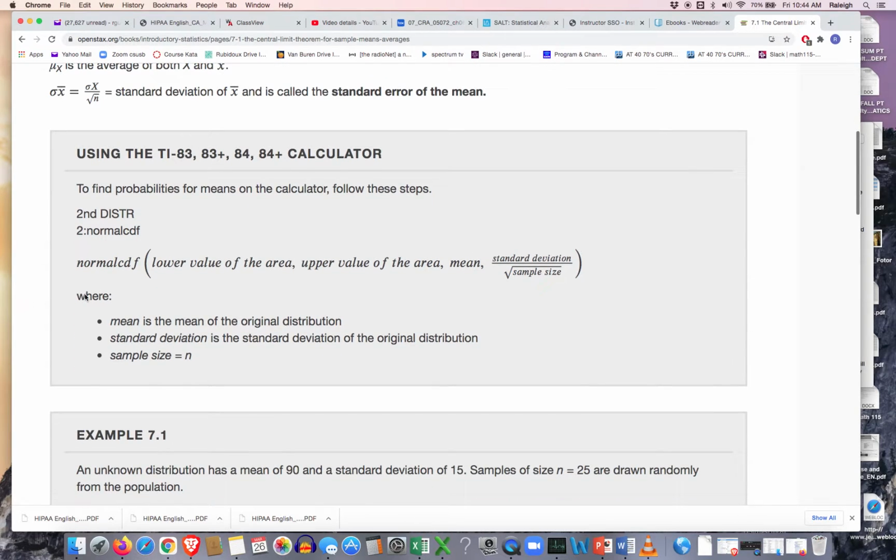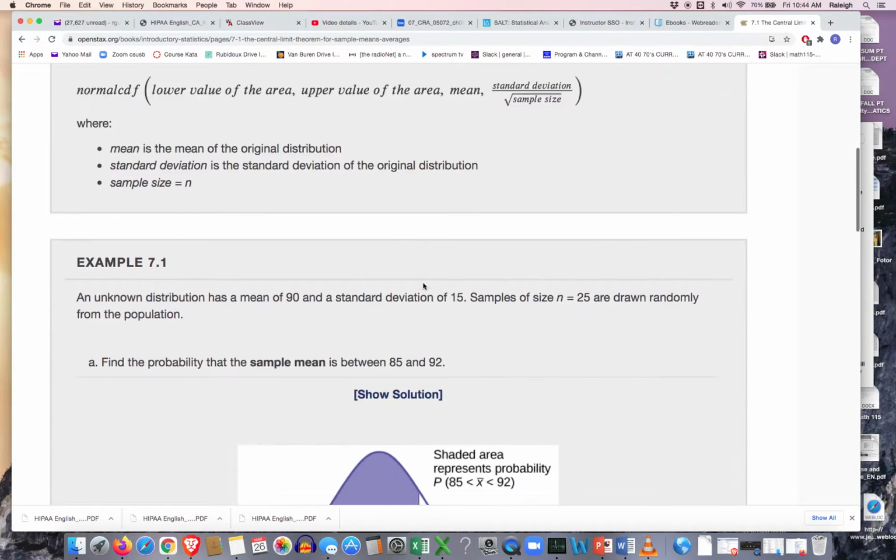Well, anyway, if you're using the TI, it would be normalcdf, lower value, upper value, or min-max, mean, and then the standard deviation, which in this case will be sigma over square root of n. We're looking at the sample means.